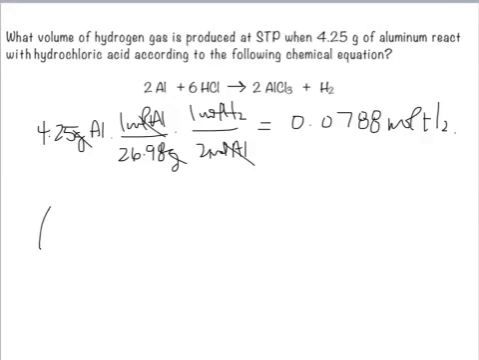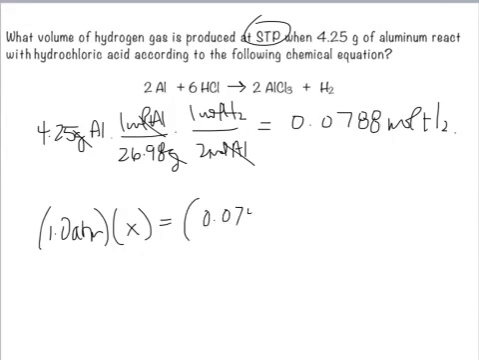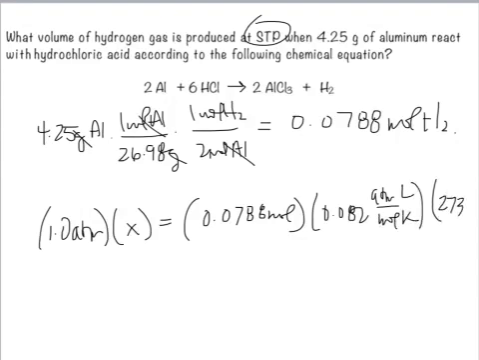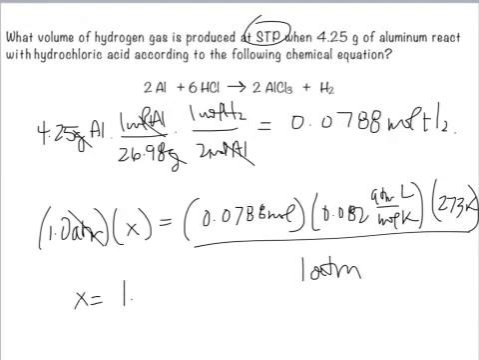Now that I know the moles of hydrogen, I can apply it to the ideal gas law, PV equals nRT. Once again, this says at STP, so 1 atmosphere pressure, I do not know the volume. I know the moles, as we just solved for that, 0.0788 moles. The ideal gas constant, 0.082 atmosphere liter per mole Kelvin. And then finally the temp, 273 K. If I divide both sides by 1 atmosphere, multiply and divide, you end up with X is 1.76, the unit liters.